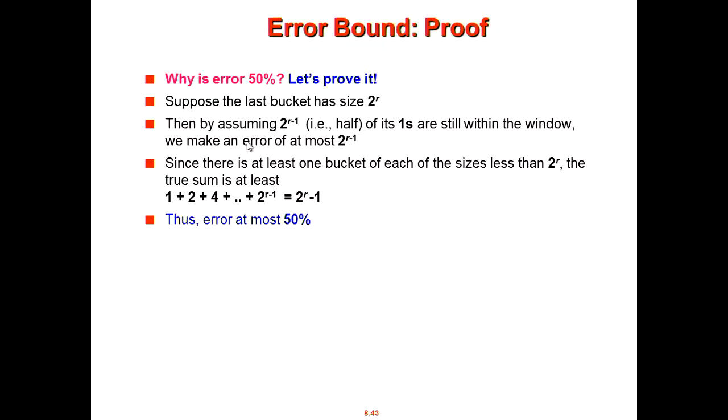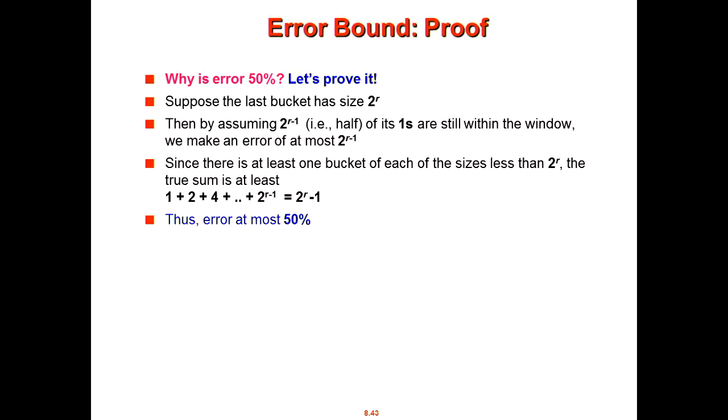Since there is at least one bucket of each size less than 2 to the power of r, the true sum is at least this value: 1 plus 2 plus 4 up to 2 to the power of r minus 1, which is 2 to the power of r minus 1.